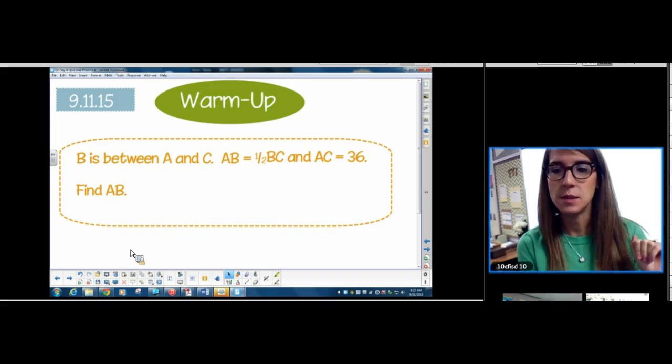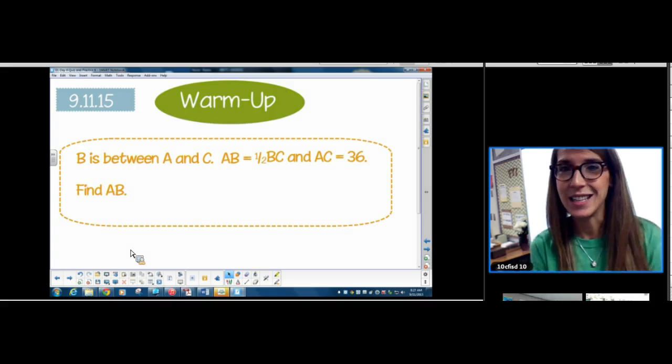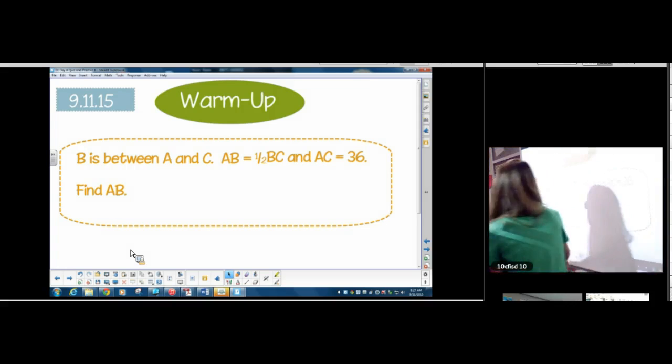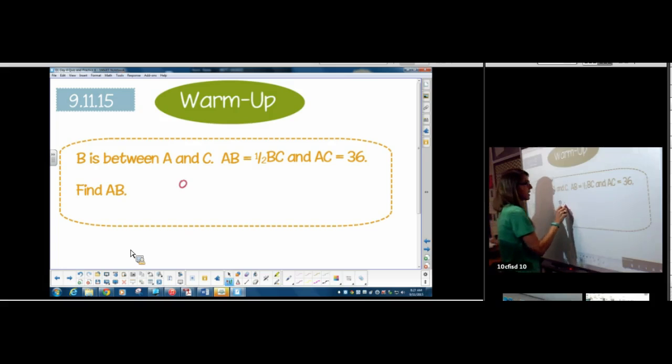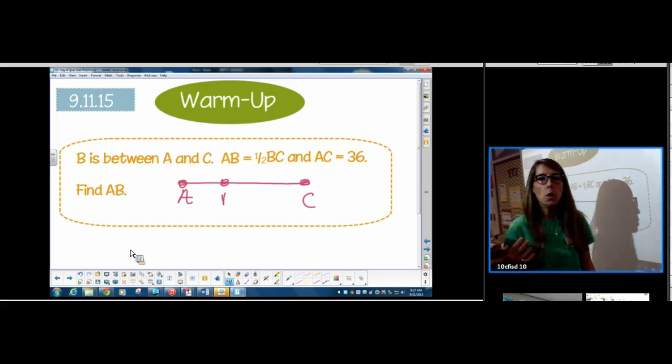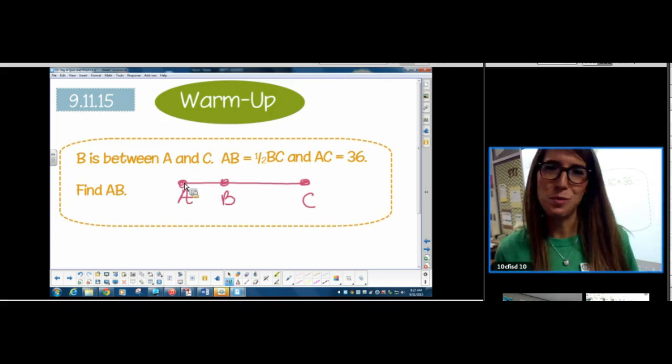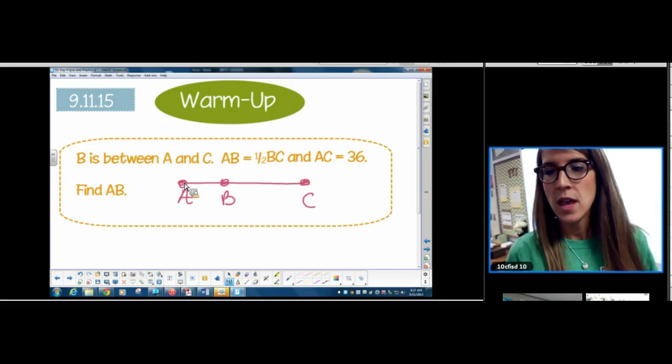They take 36 and they divide it by 2. And that is not what this problem is describing. So always draw a picture. B is between A and C. So we've got A, we've got C, and then put B somewhere between. But don't put it in the middle because we don't assume midpoint. That's one of the things we don't assume.